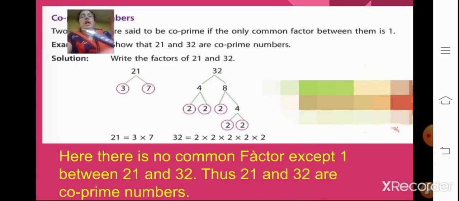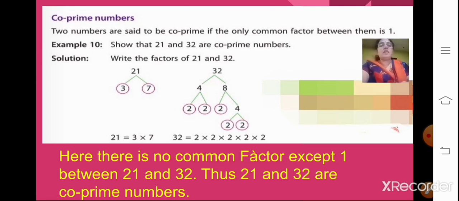Now, what are co-prime numbers? Two numbers are said to be co-prime if the only common factor between them is 1. Suppose you have two numbers and there is no common factor between them except 1. Such numbers are said to be co-prime numbers.